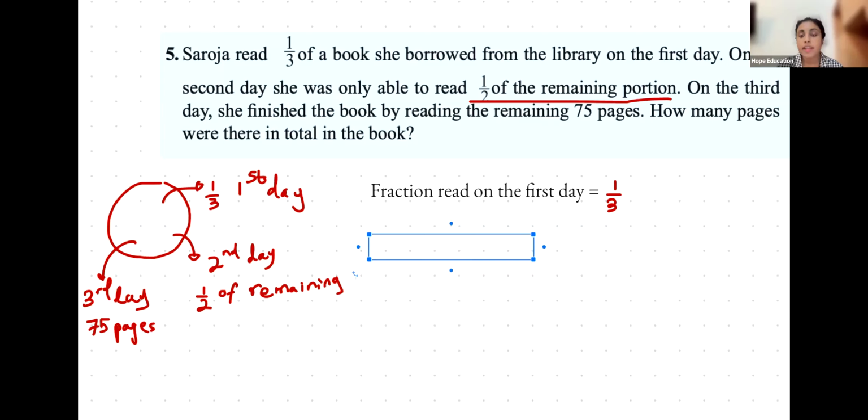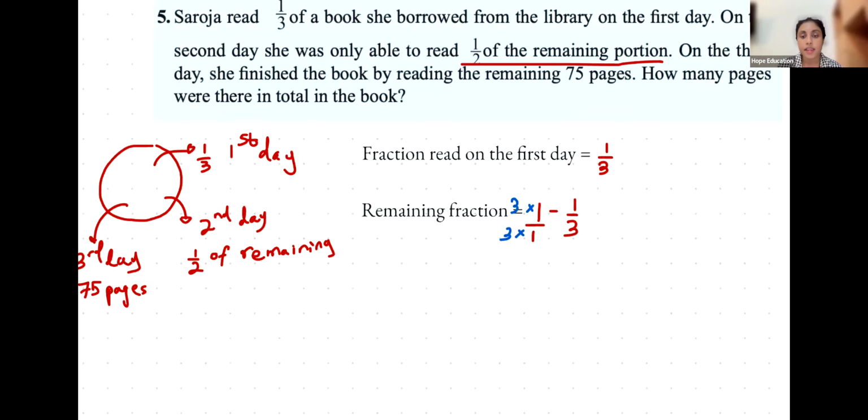So for the remaining total again, you subtract the fraction she read on the first day, that is 1/3. Then 1, the denominator is also 1. So we have to find the common denominator. For that, I multiply this by 3, so this also I multiply by 3. Then I get 3/3 minus 1/3. So 3 minus 1 is 2, 2/3. So that is the remaining fraction.